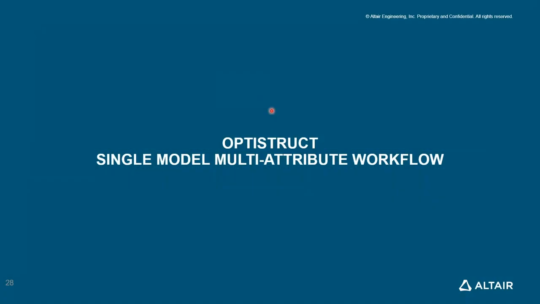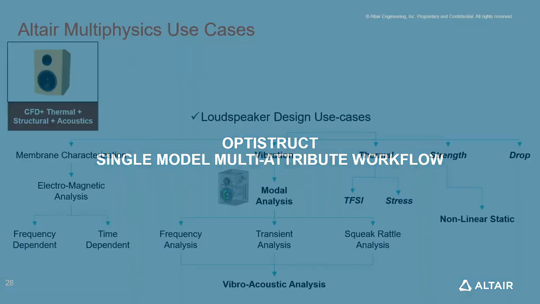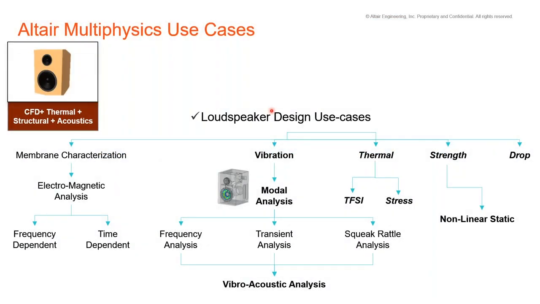Moving on to the next section, other than understanding the collaboration tools and the platforms of Inspire and SimLab, I think we should now look at the single model multi-attribute workflow of OptiStruct. Jumping onto such a workflow, I think it's easier to map it to something you deal with today in your design and simulation groups. I would want to take a speaker example in terms of engineering product design groups. We have your key performance indicators for design and analysis.